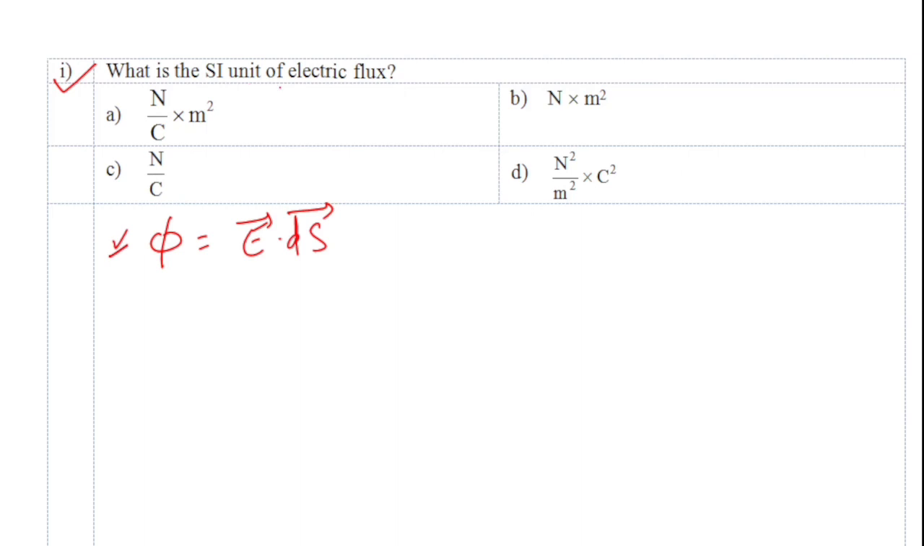Now you have to find the SI unit of electric flux. So you know what is the SI unit of electric field, then area. You can easily find SI unit of electric flux from these 4 options. So pause the video and try to solve it. A, B, C and D. Which option is correct?